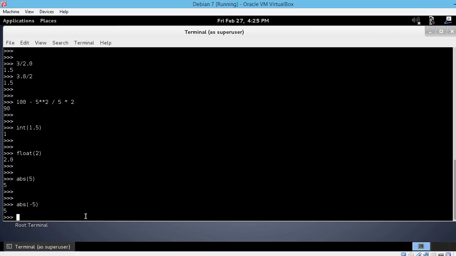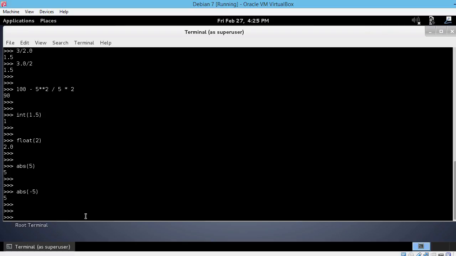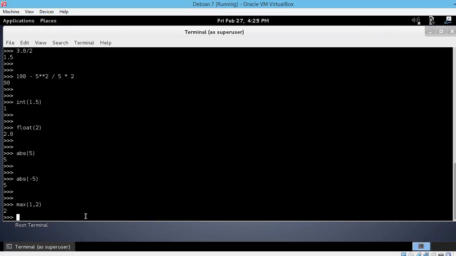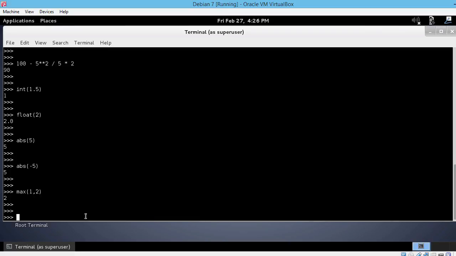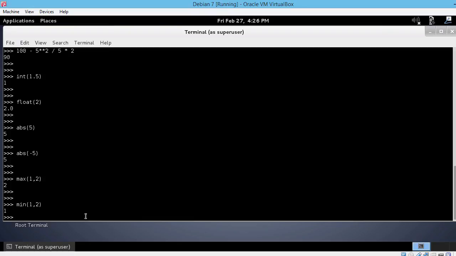Okay, now comparing two numbers, finding the largest or the smallest one. Well, Python gives us two functions for this as well. First we have the max function. So max, open and close parentheses, and in between the parentheses we must type the two numbers we are comparing. So let's say 1 and 2 separated by comma. It will give us 2 because 2 is the largest number inside the parentheses. Also we have the min function. So min of 1 and 2 gives us 1 as expected.